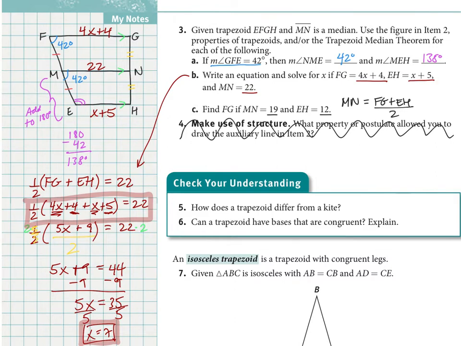So looking at this, we can plug in what we know. We know MN as, not 22, that was the last problem, we know it as 19. We don't know FG. We're going to be solving for that, but we do know EH is 12. And we know we're dividing by 2. So let's solve for FG.